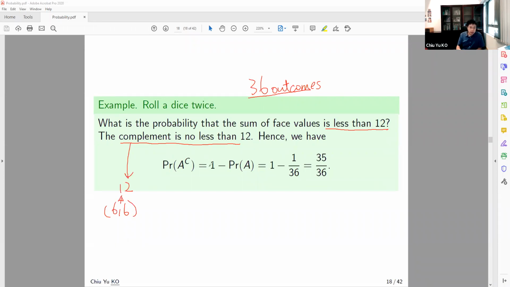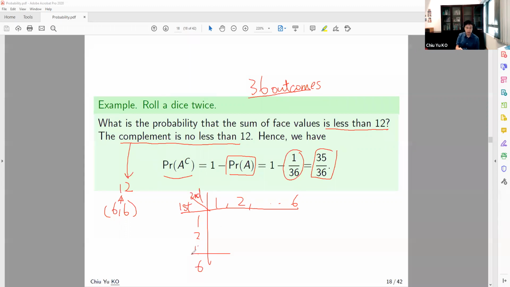That means what I want to calculate is only one case, so it's 1 over 36. Then with the answer, instead of calculating less than 12, I calculate not less than 12. And not less than 12 is only one single outcome, just 6,6. Then it's just 1 over 36. And why 1 over 36? Because each outcome is equally likely. If you have a table, it's 1 up to 6 here, and 1 up to 6 here, this may be the first roll and this the second, and it turns out to be 36 of them. The question is asking you to calculate this.